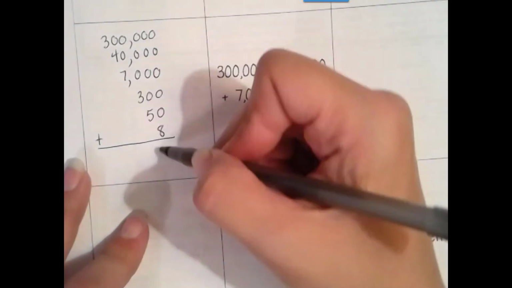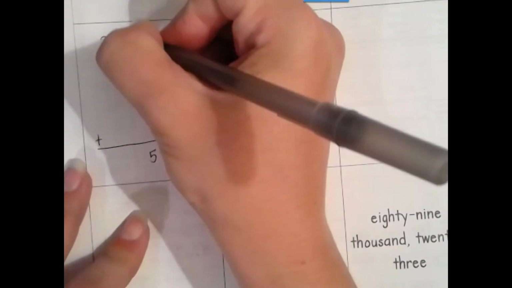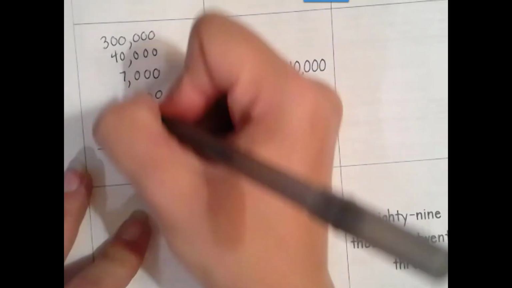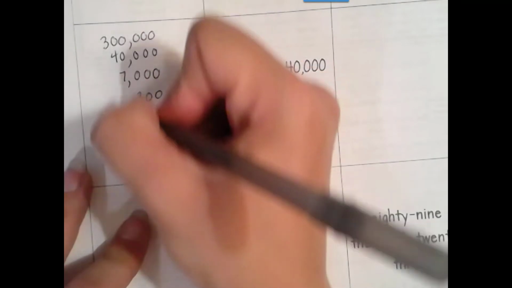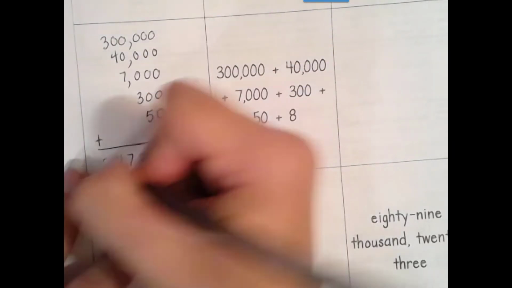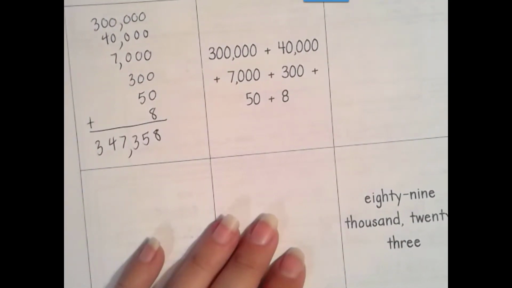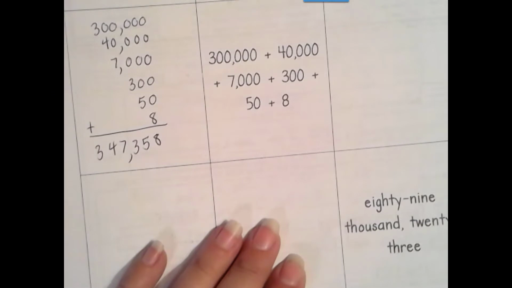Then we add them up. I get 8, 5, 3, comma, 7, 4, 3. So we have 347,358.